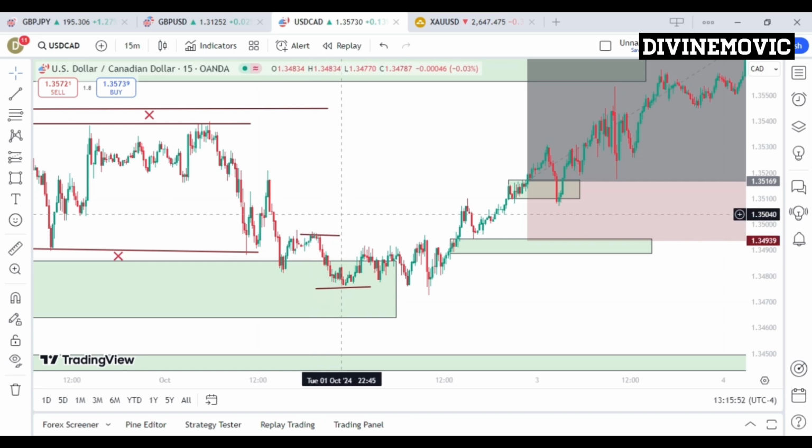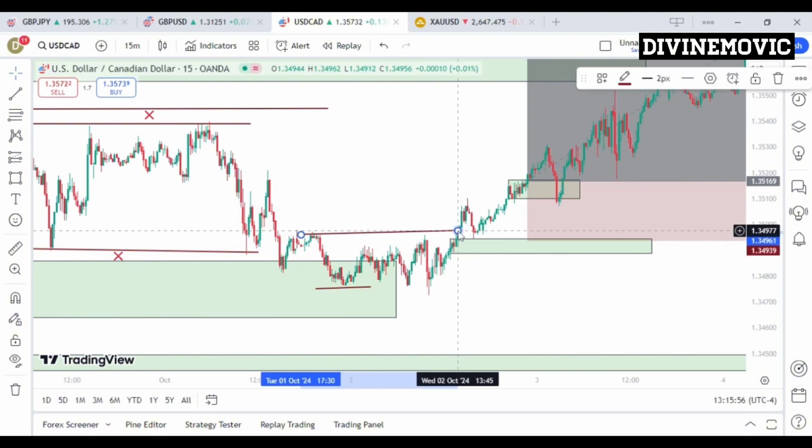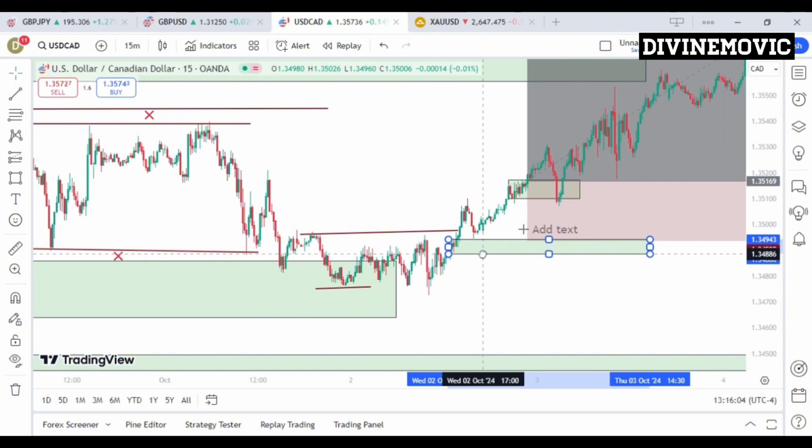And as you can see, price took out this high at this point here, giving us a change of character. Now when price took out this high here, this could have been a good entry for me to enter from, but I didn't get this opportunity to enter from this place here.